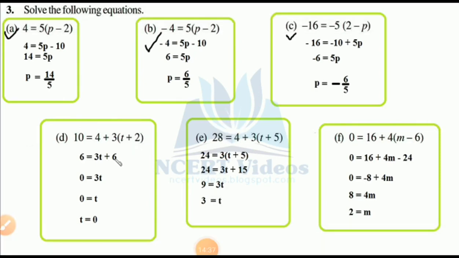Look at the D. Method is same. 6 both the sides cut 0. 6 minus 6 0. 0 divided by 3 again 0. 0 is equal to T or T is equal to 0. Both is the same. E.